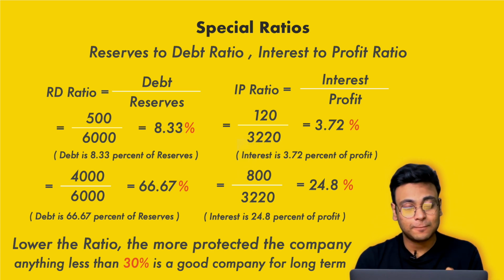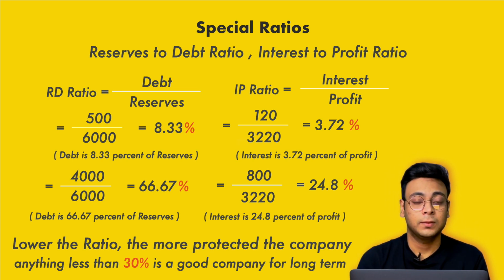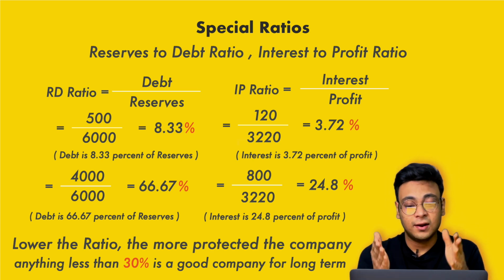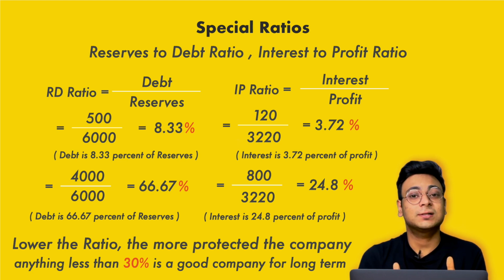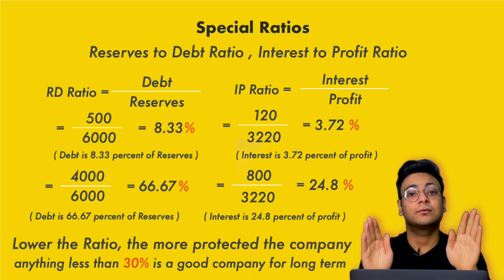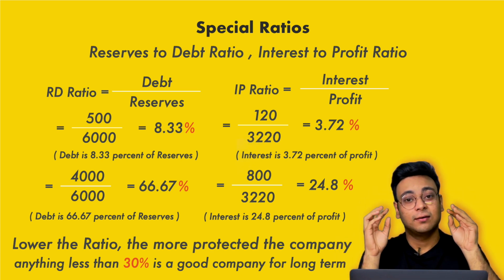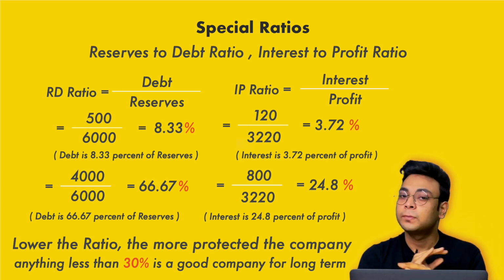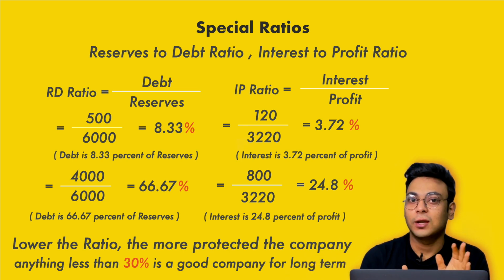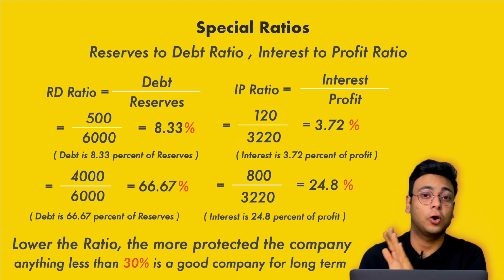Anything less than 30% on these two is a good company for the long term. If you can find a company where these ratios are less than 10%, invest in them, they will never go bankrupt. That is one of the biggest things I can tell you, and I can bank on it, because if a company's debt is low, there is no chance the company is going bankrupt. This is the only thing that you need to know for long-term investment.